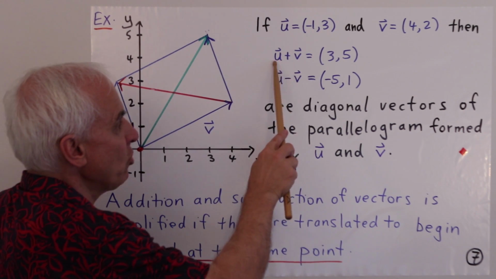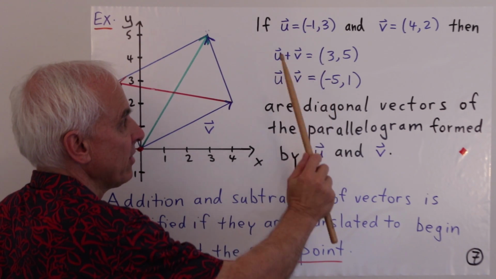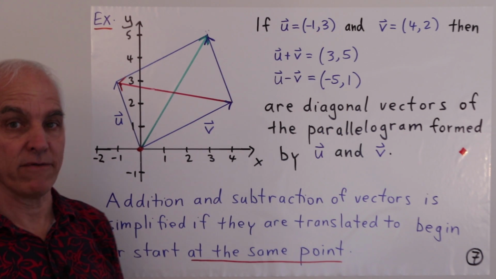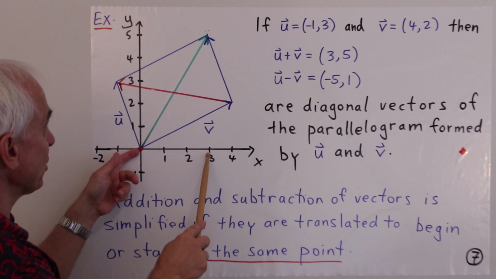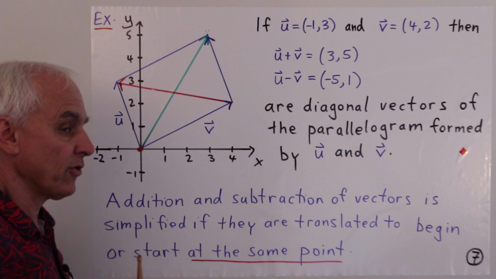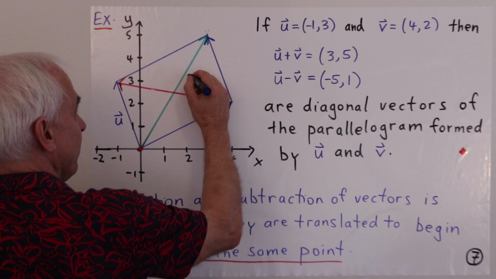So when we look at u plus v, we're adding the x coordinates to get 3, and adding the y coordinates to get 5. We get the vector 3, 5. Where is this on our diagram? Well, 3 over in this direction, 5 up. It's the vector going from here to here. So this green vector is the vector u plus v. There it is right there.